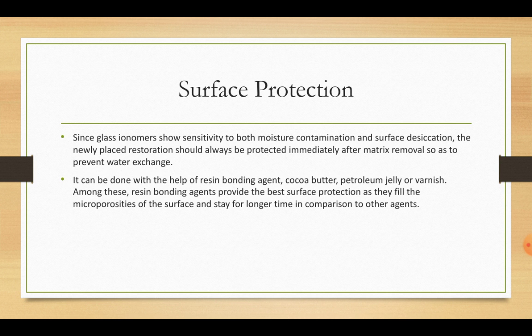During the contouring and finishing of the restoration and polishing the restoration, during that time also we need to protect the surface with some kind of lubricant, and after the final finishing and polishing is done, after that also we need to protect the surface of the restoration with a surface protecting agent so as to prevent any kind of loss of water or any kind of water uptake in future, because setting takes time.